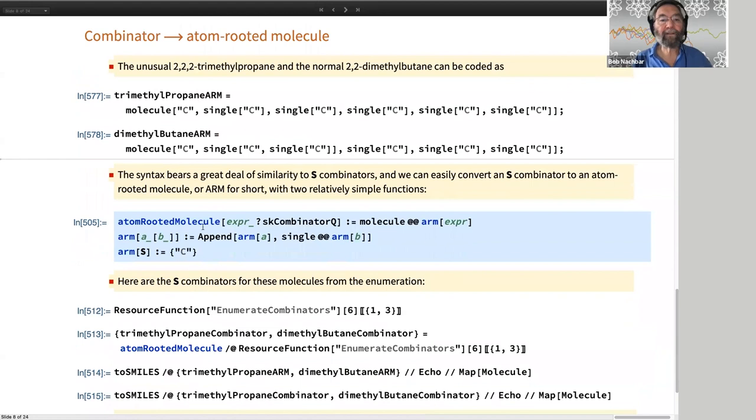Okay, so we can convert combinators to this type of syntax, this atom-rooted molecule, with these very simple rules here. We basically take the expression and give it to the arm function, which is defined here. And when that's done, it returns a list at the very bottom, things are returned as lists and passed back up. That list structure is then finally turned into a molecule object, that last list. The arm itself, if it sees a carbon atom, it just returns right away with that carbon atom in a list. And then if it sees a nested structure like this, it calls arm on each part, the head and the body, and then glues them together with a single bond. Very, very simple.